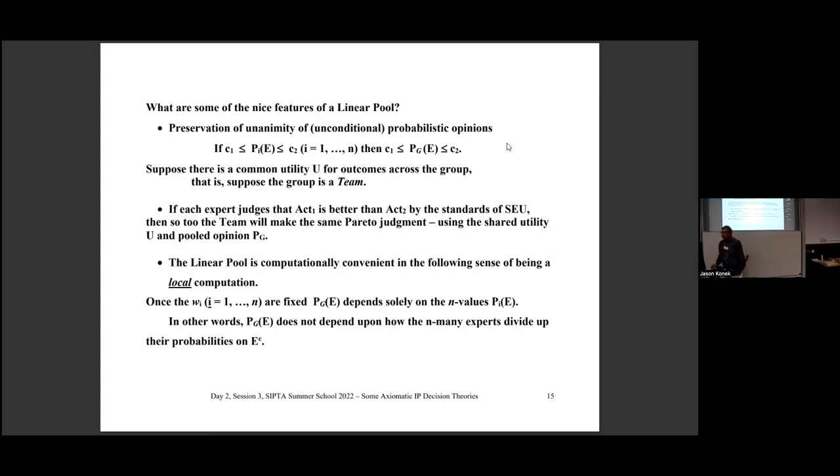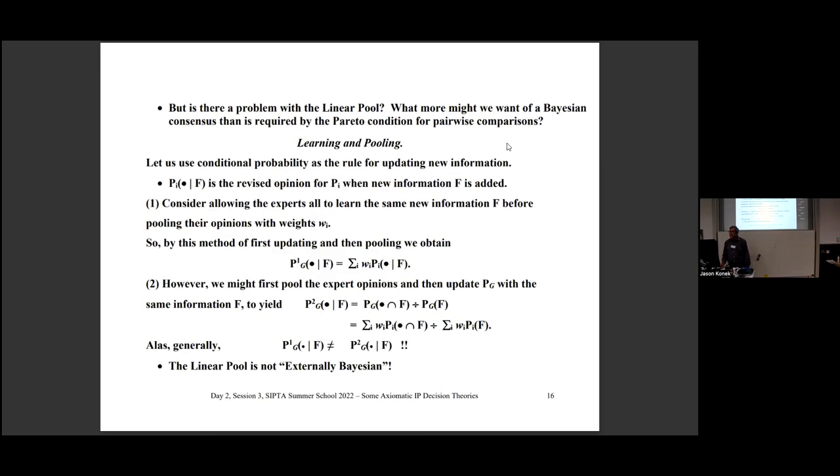So what's the problem? Learning and pooling. We're back to the value of information. This is a linear opinion pool, a convex operation, and convex operations do not preserve independence. If information is independent, then by our value of information argument, it's for sure irrelevant, and for sure it won't change your opinion.